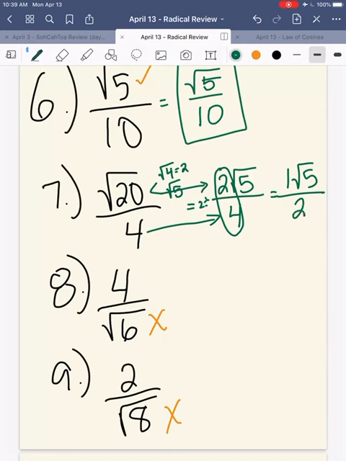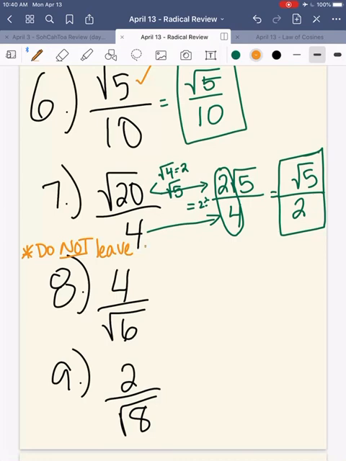Do we really need the 1 out front? And the answer is no. So I'm going to do like this, and then we're done. Okay, so that's as simplified as we can get. All right, now with 8 and 9, if you remember from special right triangles, we cannot ever leave a radical in the denominator, okay? So you may want to make that note to yourself. Do not leave radical in denominator.